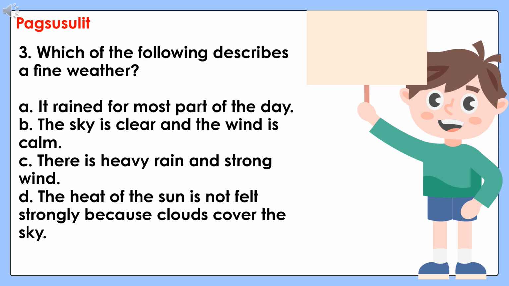Number 3. Which of the following describes a fine weather? A. It rains for most part of the day. B. The sky is clear and the wind is calm. C. There is heavy rain and strong wind. Or D. The heat of the sun is not felt strongly because clouds cover the sky. The answer is letter B. The sky is clear and the wind is calm.